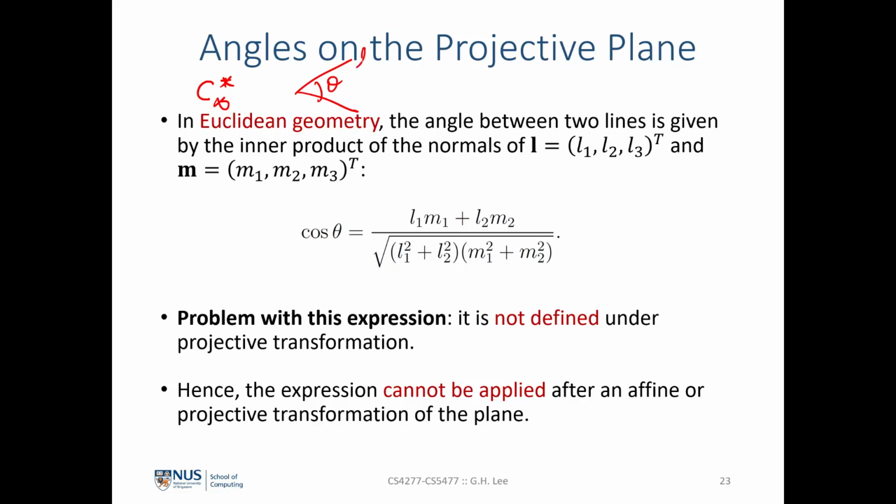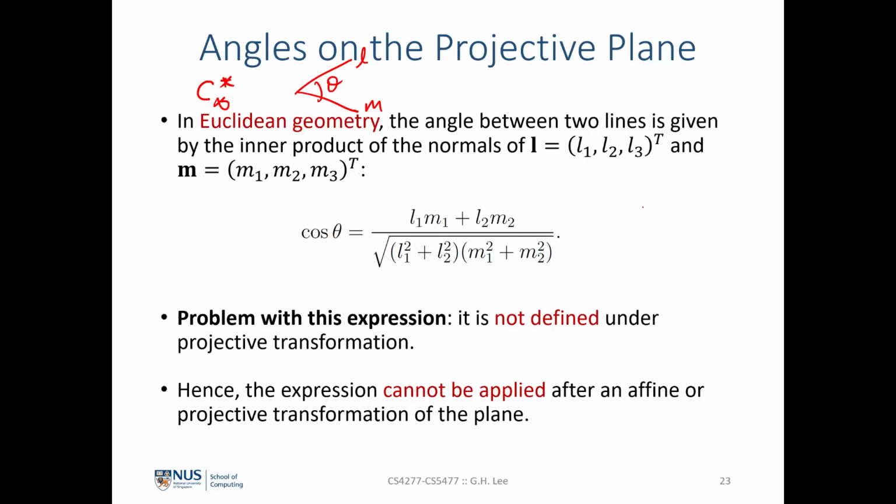Suppose that I have two lines L and M over here. What I want to do here is compute this angle theta between these two lines. And suppose that the line L is given by the three-vector homogeneous coordinates L1, L2, and L3, as well as the line M given by M1, M2, and M3 respectively.